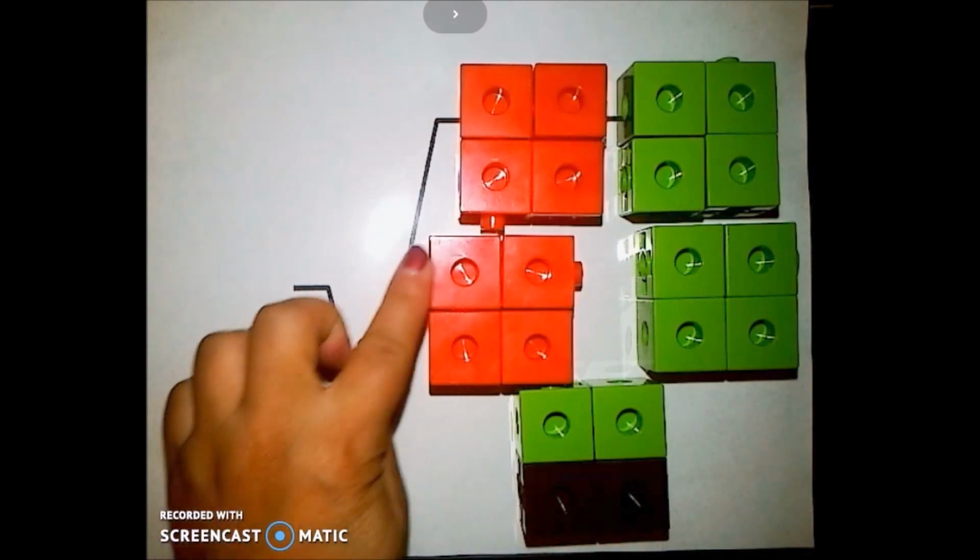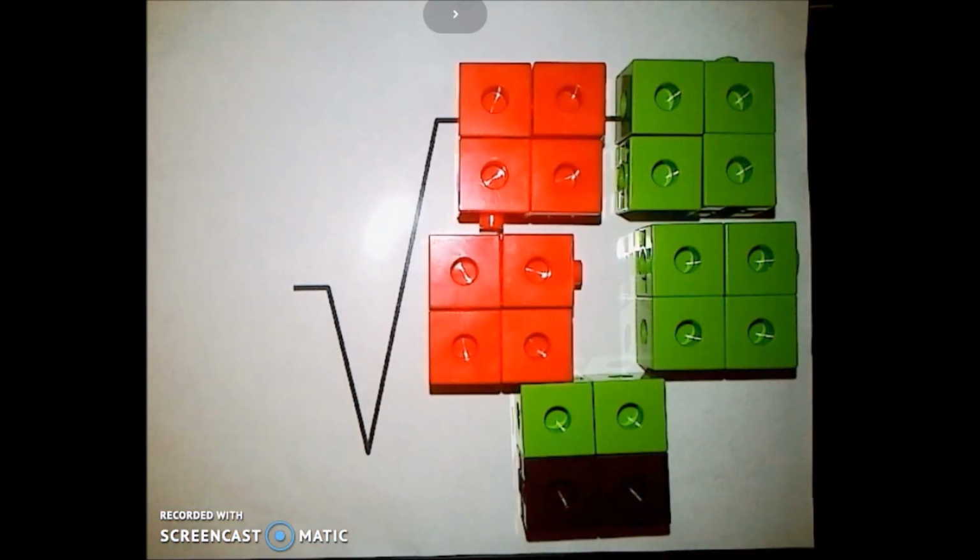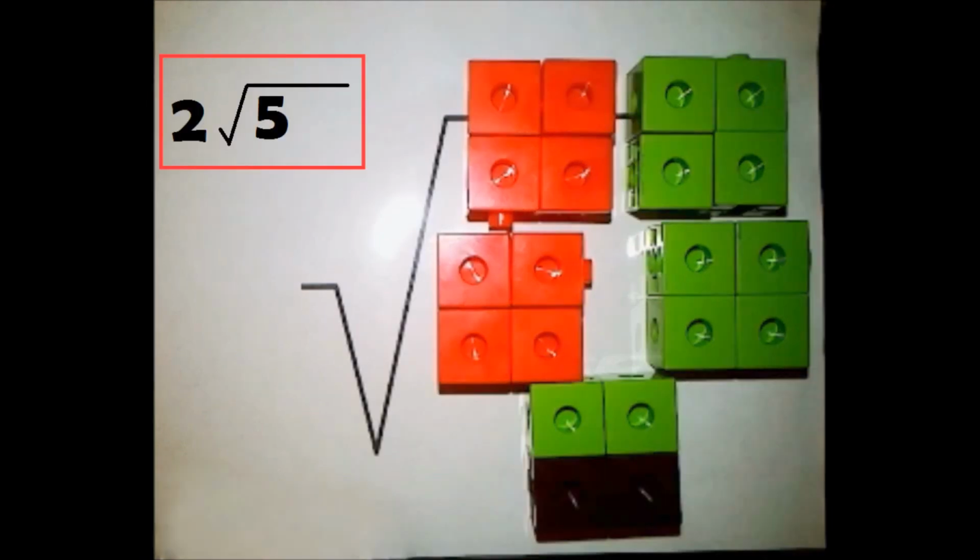So then square root of 20 will give us a 2 by 2 square on the outside of the square root, and the number of groupings inside is 1, 2, 3, 4, 5. So it will be 2 square root of 5.